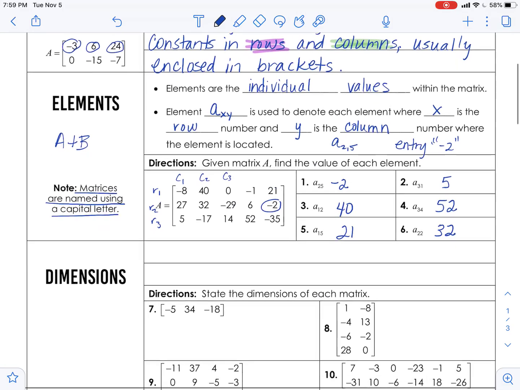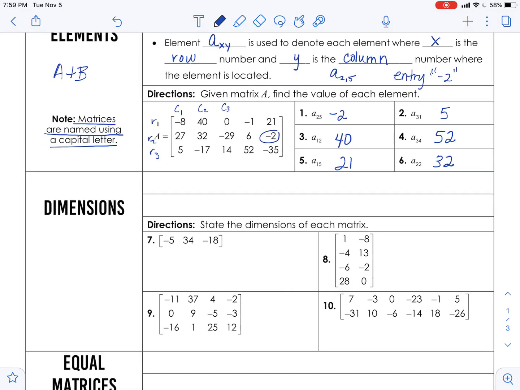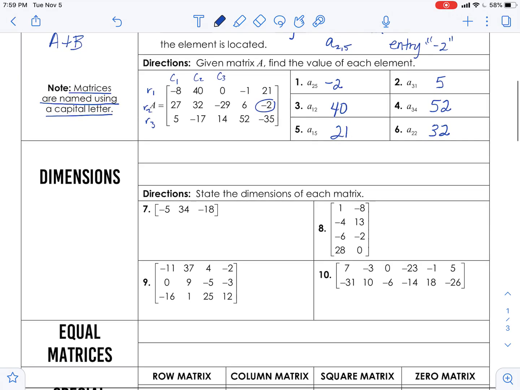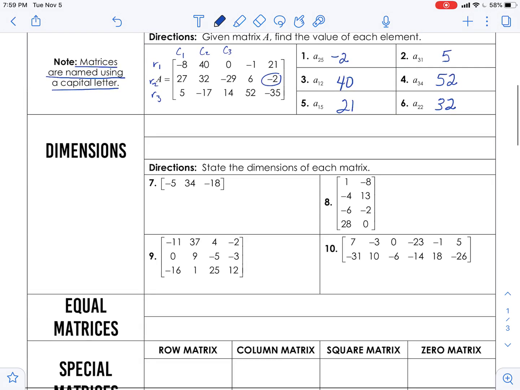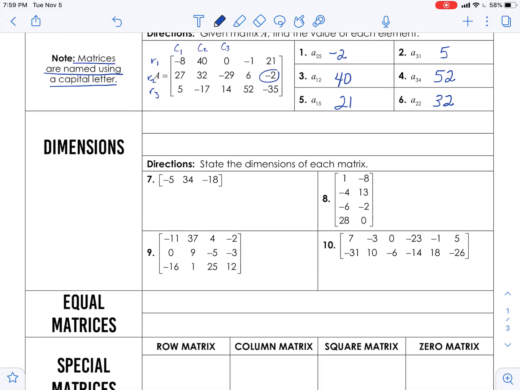Okay, so let's move on. We're going to talk about dimensions. How do we know what the dimensions are of a matrix? The way that we note the dimensions is m rows by n columns.